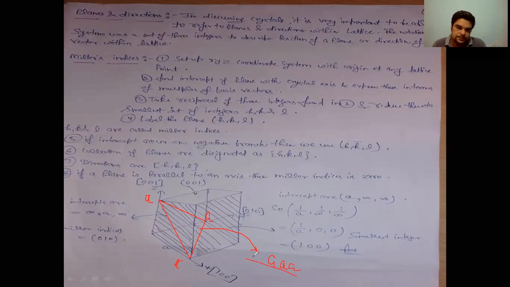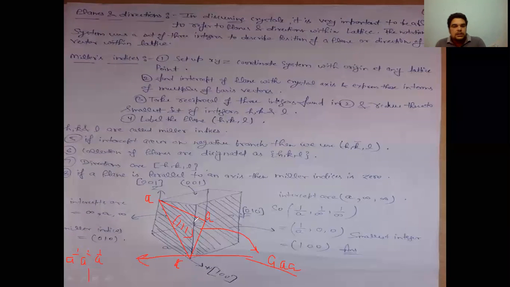The next step is to take the reciprocal. That is again 1 upon A, 1 upon A, and 1 upon A. Now the next step is to convert it into the smallest possible integers. That will come out to be 1, 1, 1. So this plane is nothing but (1, 1, 1).